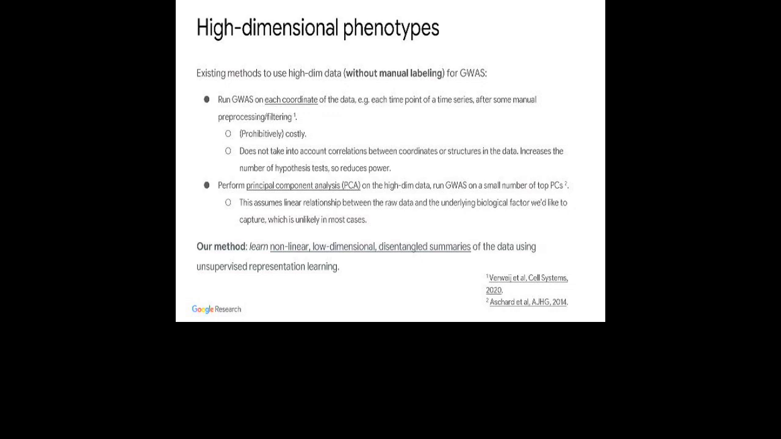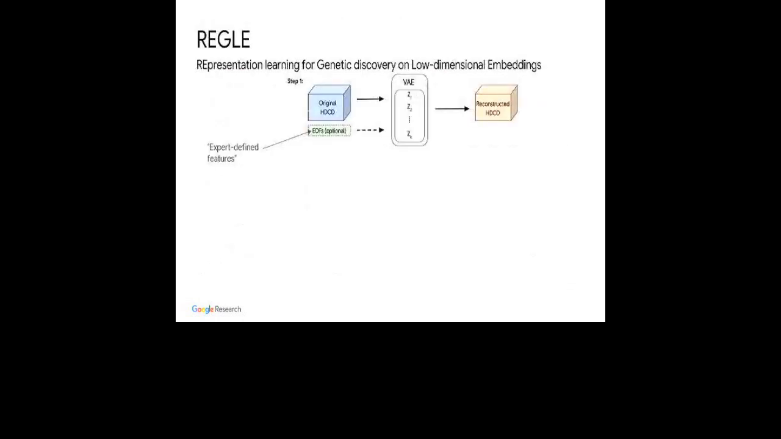So we want to have the nonlinearity, but we want to make sure that the embeddings we are learning are somehow orthogonal to each other. As I said, we propose a method called REGAL, and I won't talk about the acronym. You have high-dimensional clinical data, and you apply a variational autoencoder. You get these latent factors, and from the latent factors, you try to reconstruct the input again.